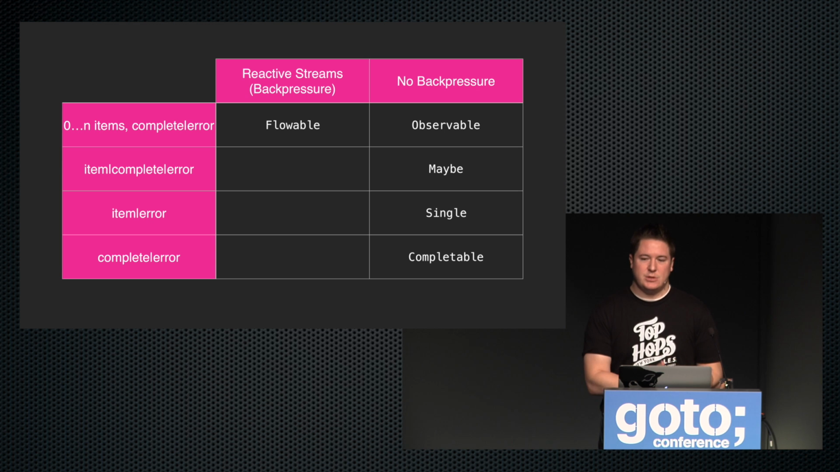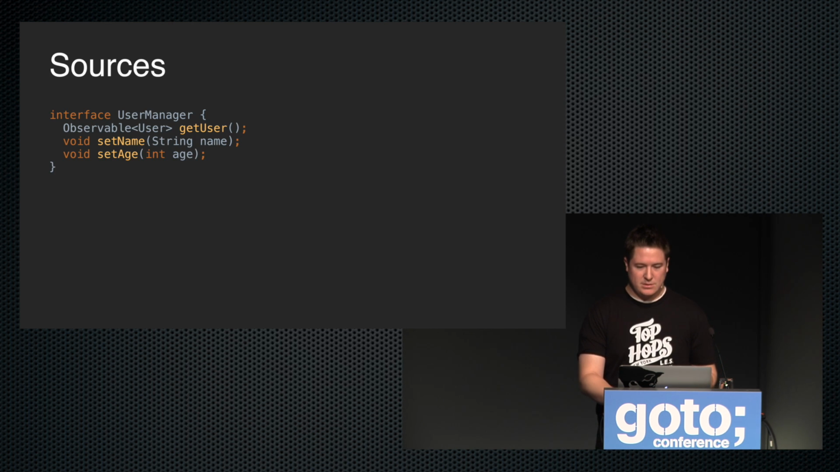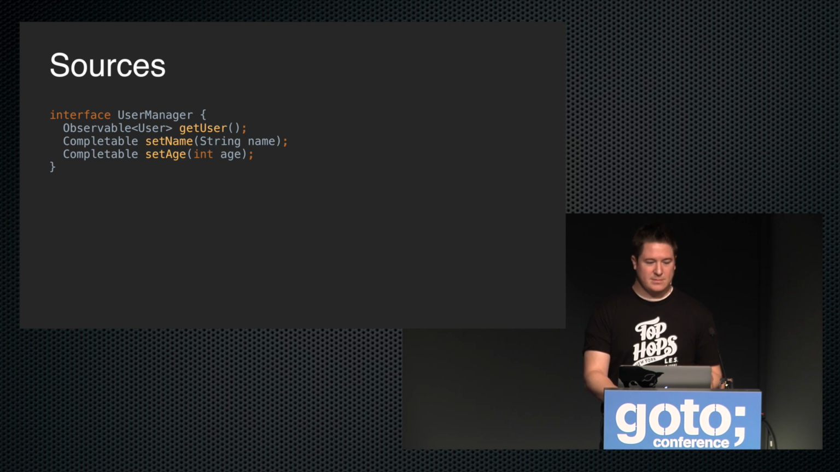So there's no types that actually model that are reactive streams compliant in RxJava 2. They're only modeled in the observable and backpressure free side. So if our set name and set age calls are asynchronous, they either complete or fail. They don't really return data. And so what we want to do is model those as completable.